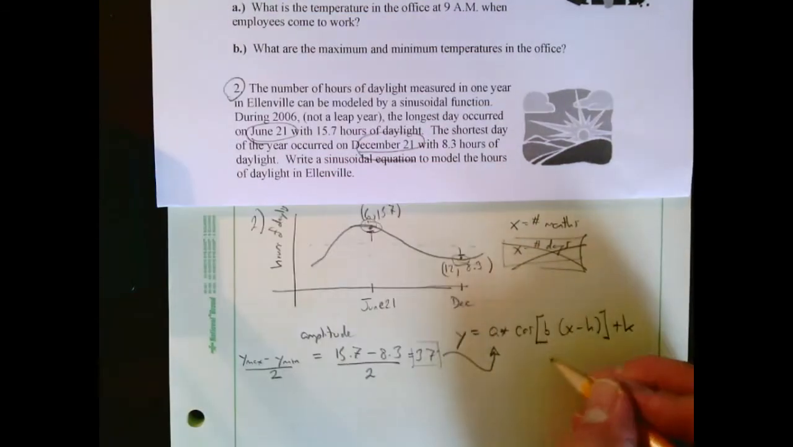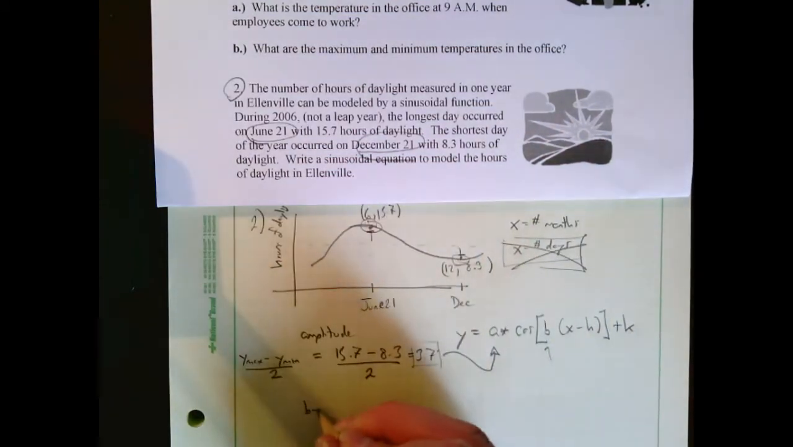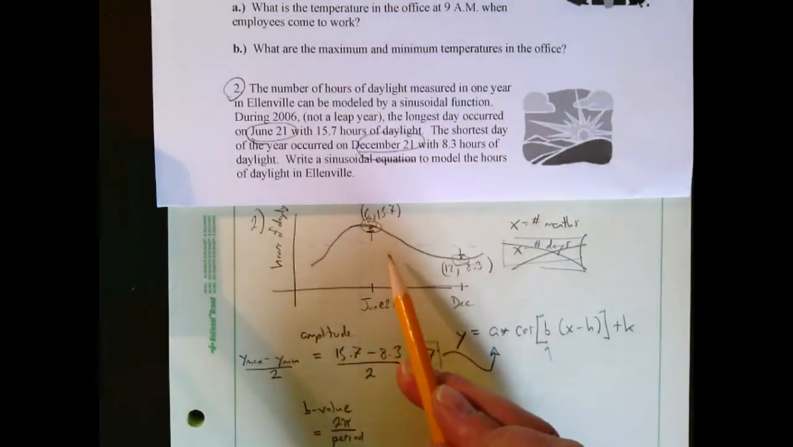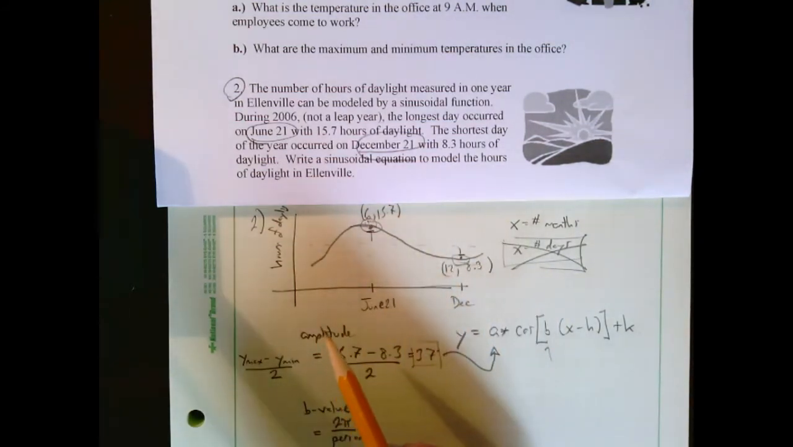Okay, let's take a look at my b value. My b value is going to be 2 pi divided by my period. My period is going to be how long this wave takes to repeat itself.